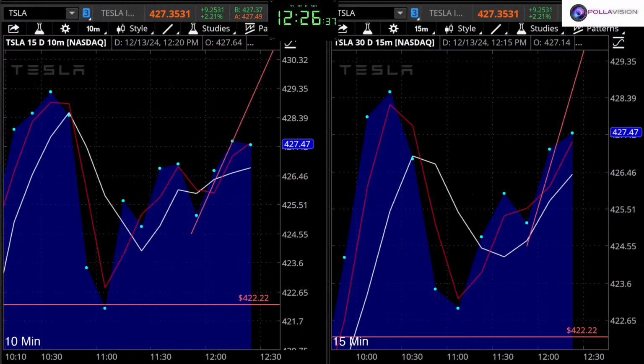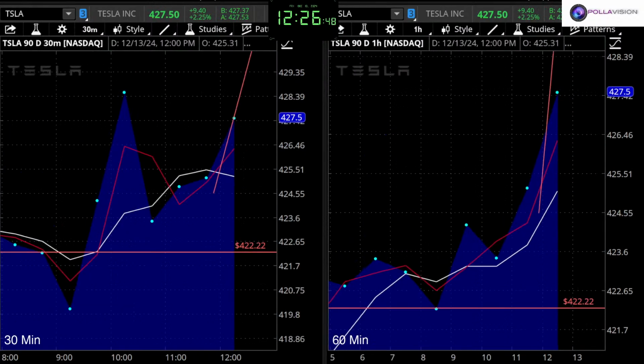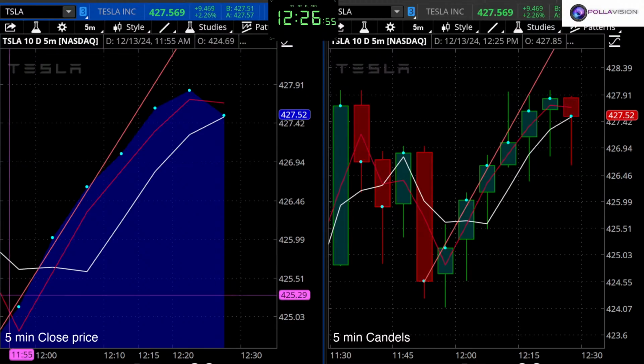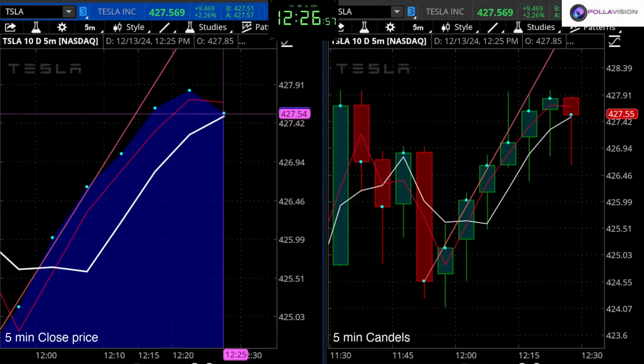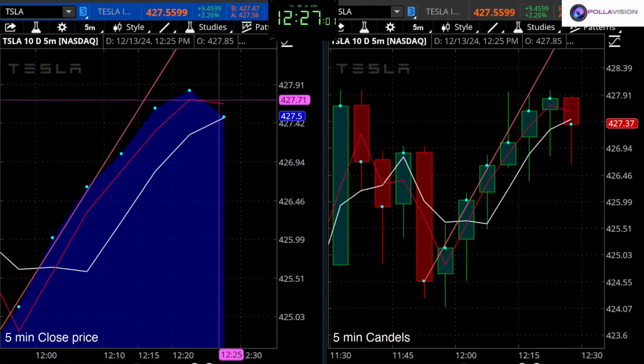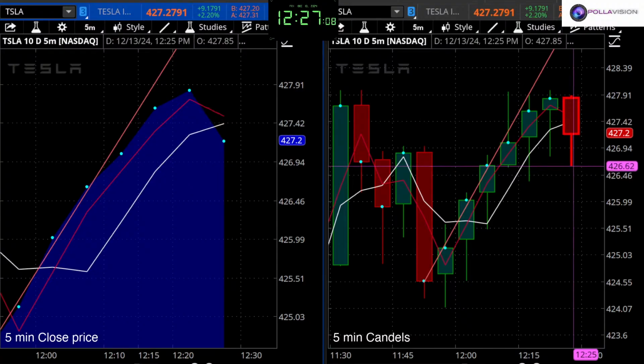10 and 15. 15's up. 10 is slightly down. 30 and 60's blasting away. 5 minute chart. What is going to happen at the bottom of the hour? We got 4 minutes. 4 minutes to this little white dot gets above the 2. And we look, we got a nice little hammer right here. We took it down to 426.62.